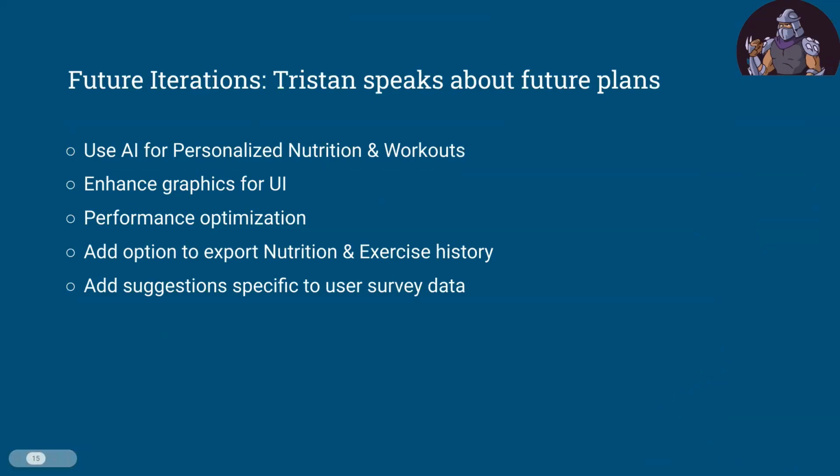Some future iterations that we would like to consider: maybe adding an AI API that we could use so that the user can get personalized nutrition or workout recommendations, enhancing the graphics of the website, adding performance optimizations just to speed things up and make sure that everything flows very smoothly. Adding an option to export nutrition and exercise history so that you can maintain that data physically. And then possibly adding more suggestions based on that initial survey data, like I mentioned at the beginning.